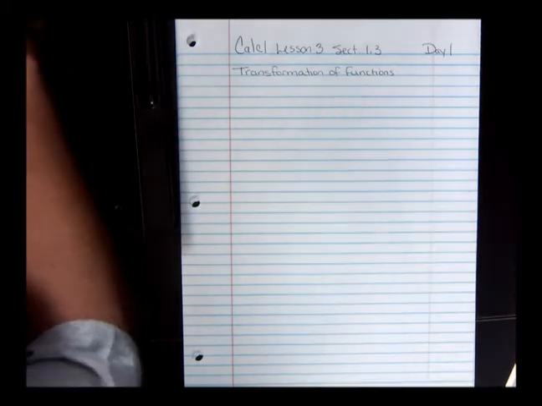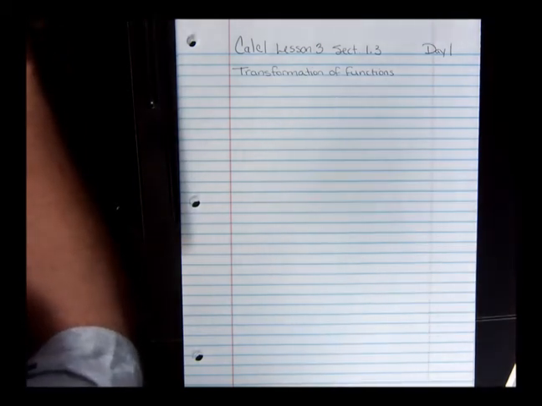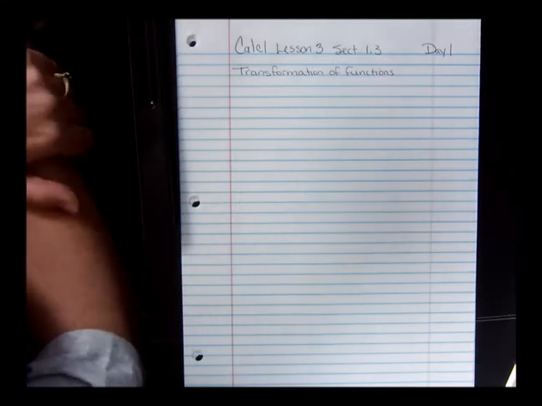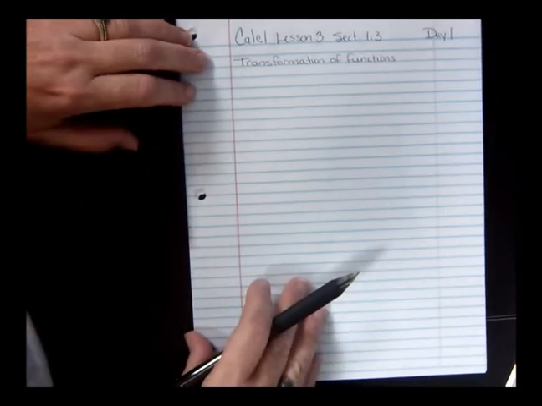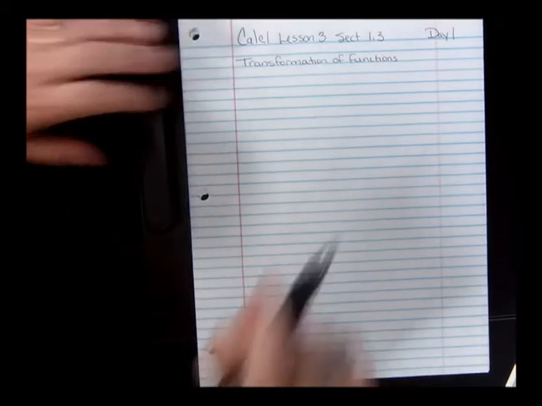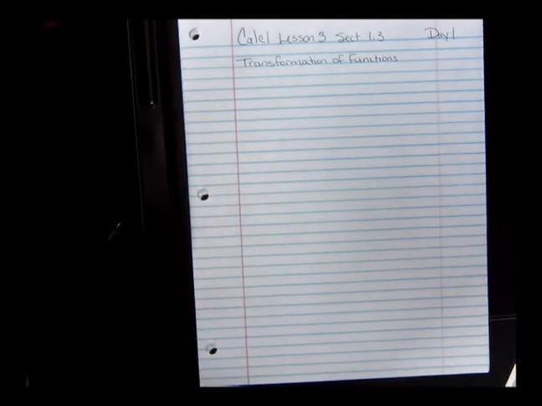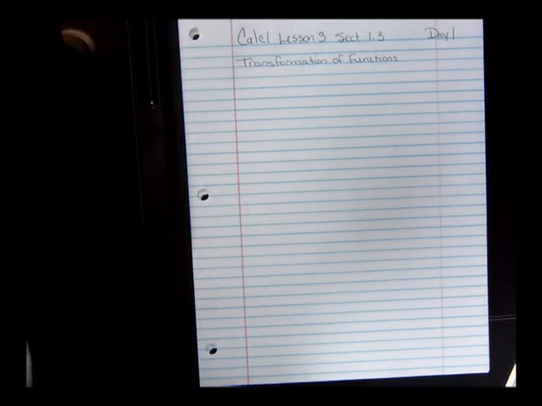Hey everybody, we are now on our third lesson, Calc 1, still day 1, Section 1-3, transformation of functions. Now this is where you're going to see how much I really love math, because transformation of functions is one of my favorite things to teach. I just think it's really neat how you can take a concept and it applies to so many different things. So what does transformation mean? It basically means to change or to move.